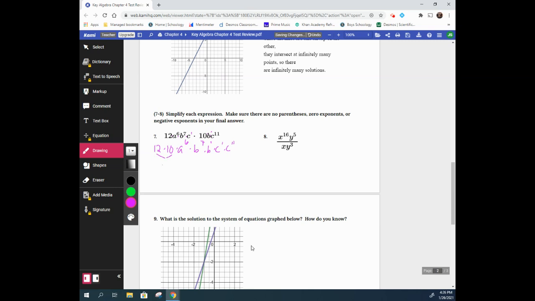So I'm multiplying my constants, so that's 120. I've got an a to the 6th. When I multiply these b's with the same base, remember you add the exponents, so that's 8: 7 and 1 is 8. And then with the c's, 1 and 11 is 12. And then that is our final answer.